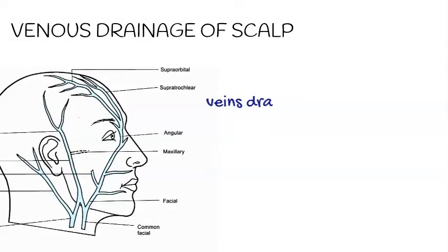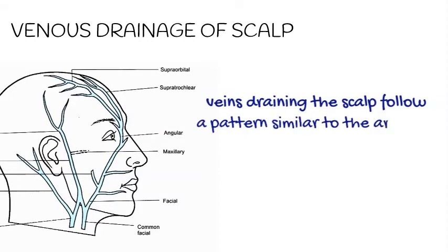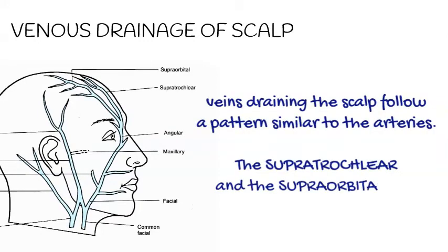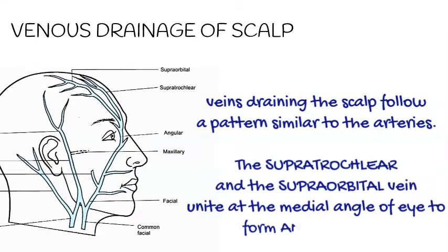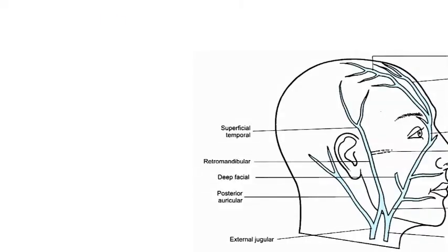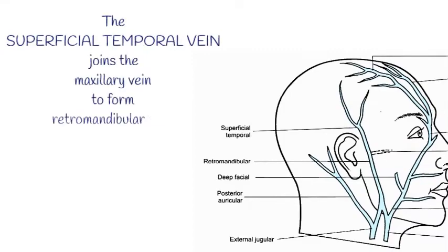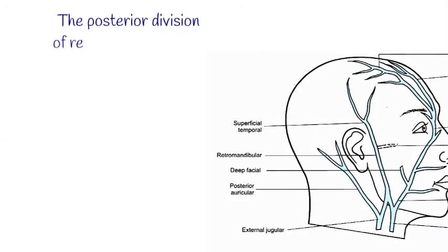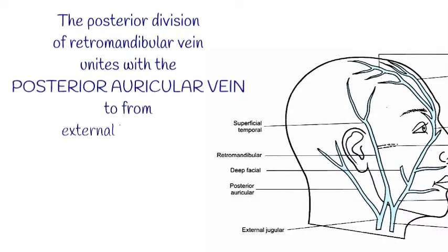Venous drainage of the scalp. Veins draining the scalp follow a pattern similar to the arteries. The supratrochlear and the supraorbital veins unite at the medial angle of the eye to form the angular vein. The superficial temporal vein joins the maxillary vein to form the retromandibular vein. The posterior division of the retromandibular vein unites with the posterior auricular vein to form the external jugular vein.